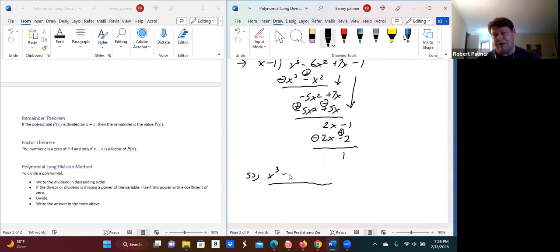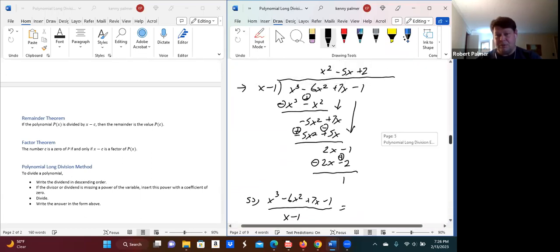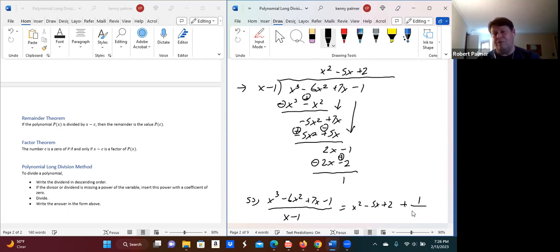x cubed minus 6x squared plus 7x minus 1 divided by x minus 1 is equal to the quotient, what's on top, x squared minus 5x plus 2, plus the remainder, which is +1 over x minus 1. Also, if your remainder had been negative, then you just put that as a negative, so it would be minus x minus 1 over x minus 1.